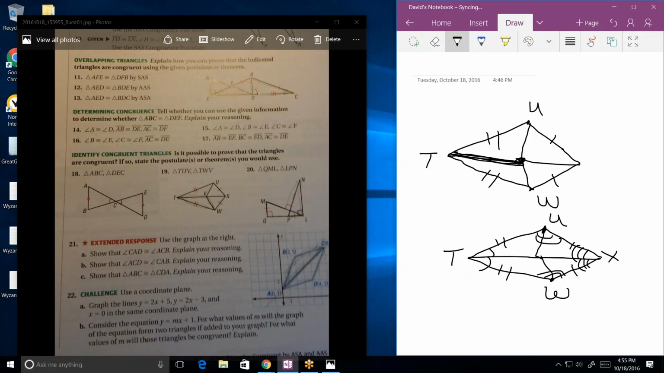Now when I draw my connecting line, I have side, angle, side. That side's equal to its TV is equal to TV, and based on proving the two big triangles were congruent, I know that angle UTV has to be the same as VTW. And once I've proved those two angles are the same, now I can prove that triangle 1 is congruent to triangle 2 based on side, angle, side.